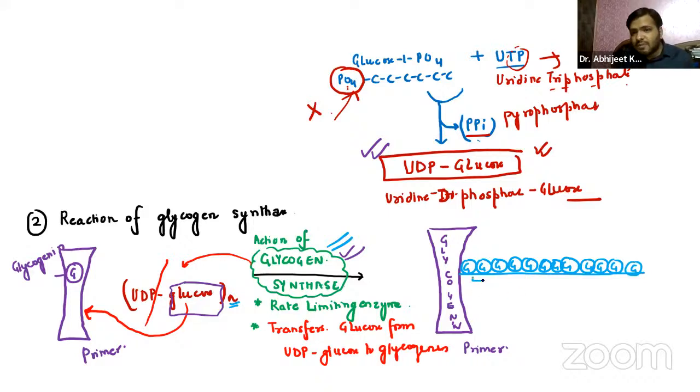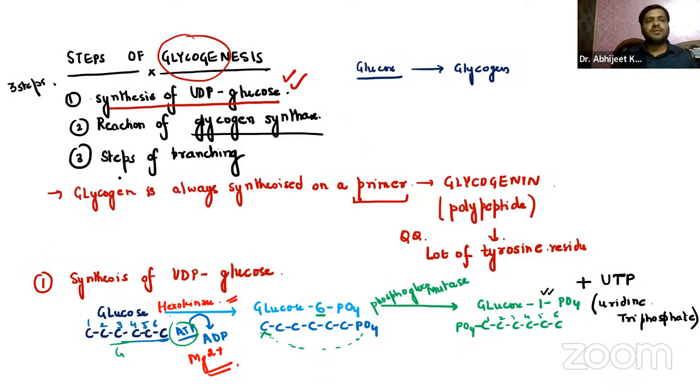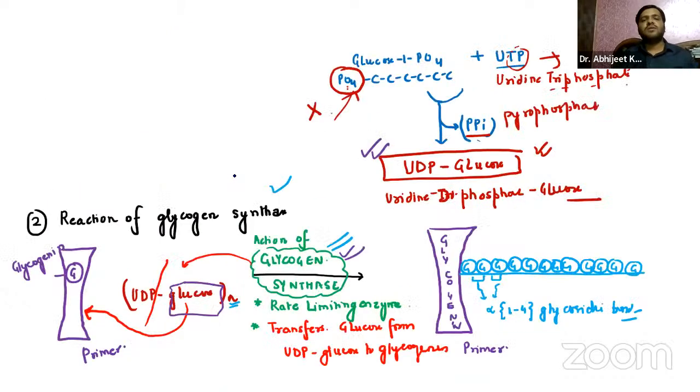Now, what is the bond present between glucose and glucose over here? Yes, it is alpha 1,4 glycosidic bond, or glycosidic linkage. Now, that is the action of glycogen synthase. Now, what will happen? Now we have something called the branching enzyme. So let us discuss the third step, that is the steps of branching.